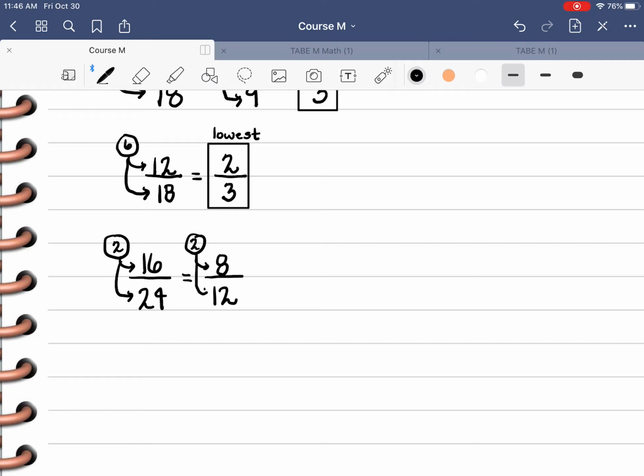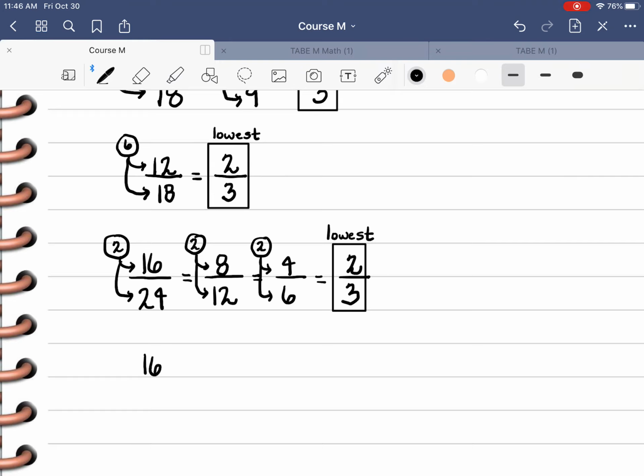So let's try again. 2 into 8 is 4. 2 into 12 is 6. We're lower, but we're not lowest. 2 into 4 is 2, and 2 into 6 is 3. That is lowest because we can't divide that any further. It is as low as it will go. Lowest terms.